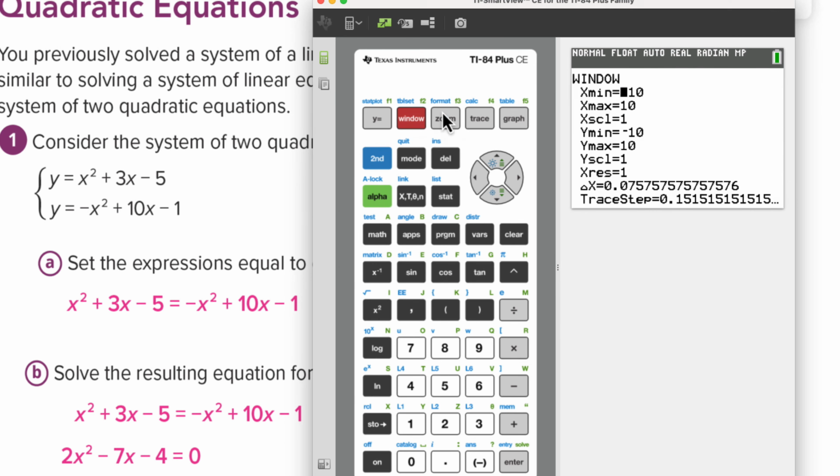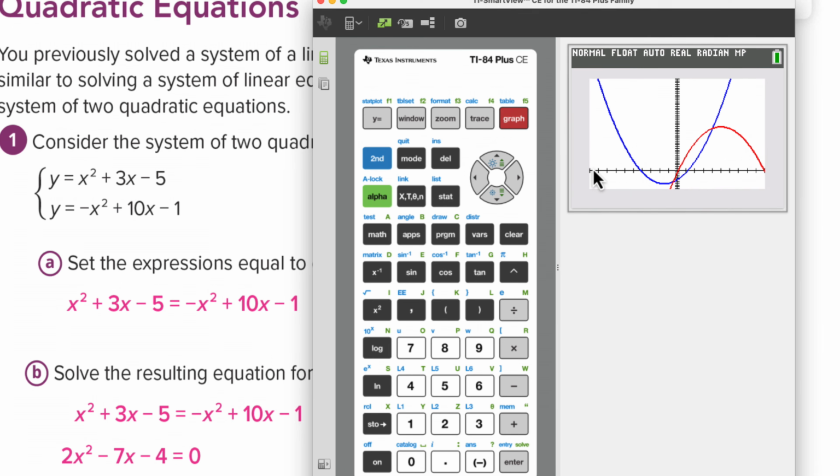So when I hit window and I reset everything, I was at 10s. So I need to take that Y max and make it a little taller. 24? Nah, I'll make it 50. I'll just go twice as high and then look at it and see what it looks like. And notice that I have two different points right here where it intersects. What I want to do now is have the calculator intersect.